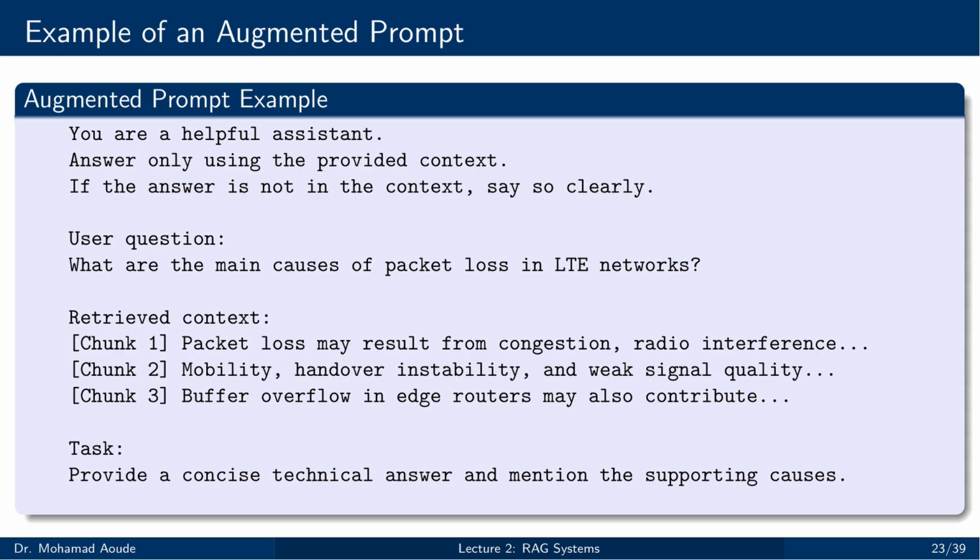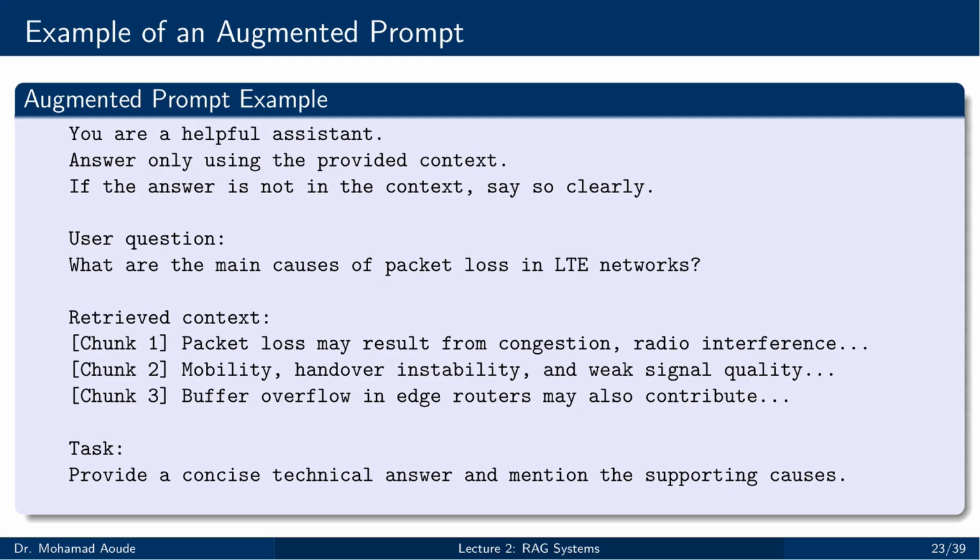Now let us examine a concrete example. The prompt begins with a role instruction. The model is told to behave as a helpful assistant. More importantly, it is instructed to answer only using the provided context. It is also told to say clearly when the answer is not present in the context. That last instruction is very important. It reduces hallucination by allowing the model to admit uncertainty instead of inventing unsupported claims.